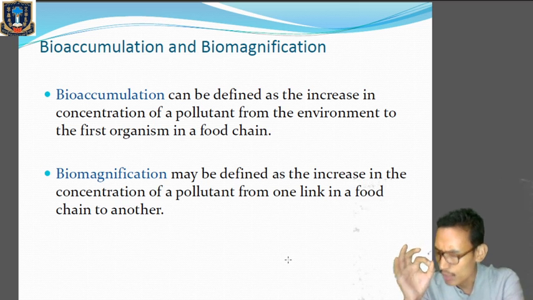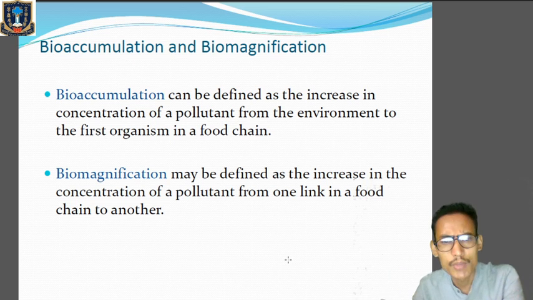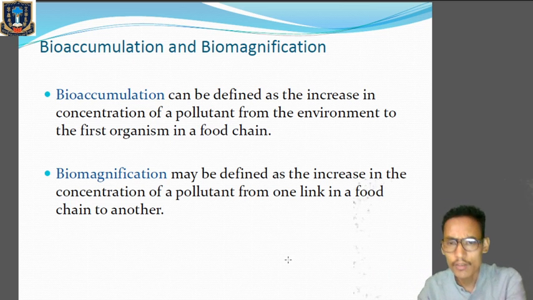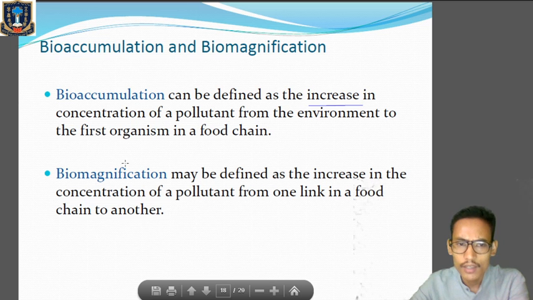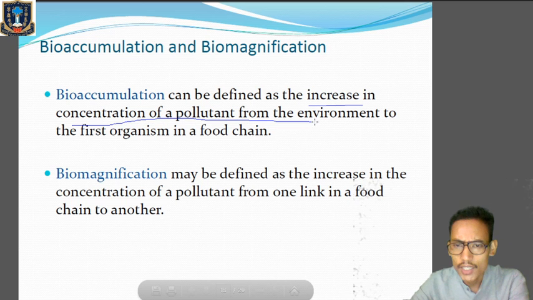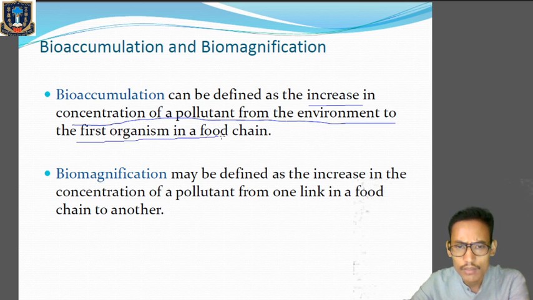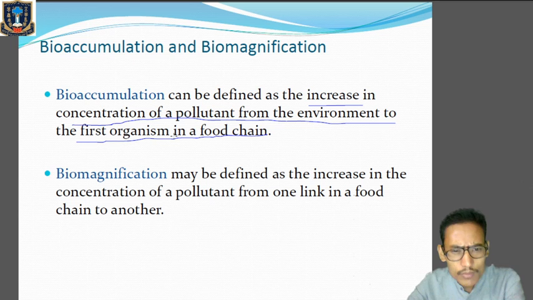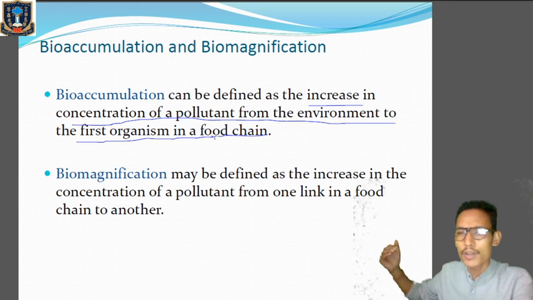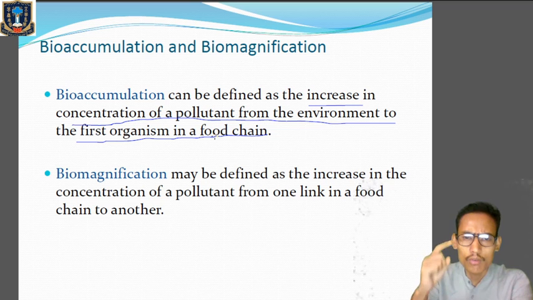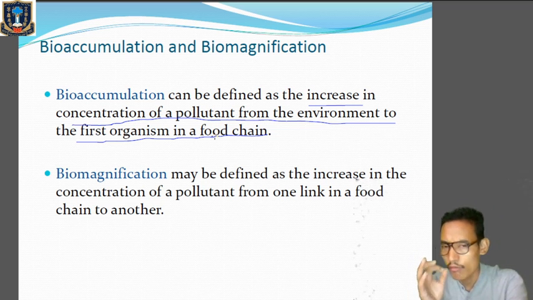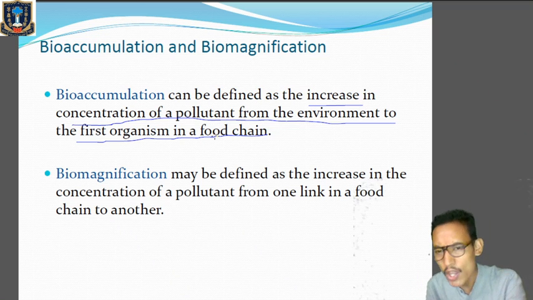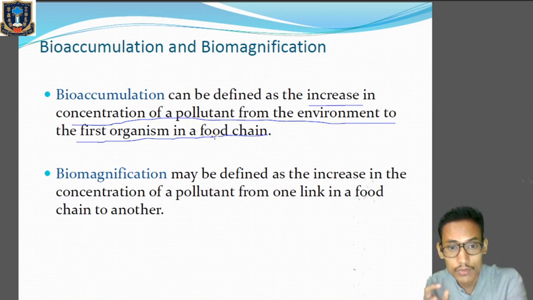Kindly remember very carefully, because there is a significant difference between these two. Bioaccumulation can be defined as the increase in concentration of a pollutant from the environment to the first organism in a food chain. Over here, kindly remember the sentence: the first organism in a food chain. Here we are not talking about the trophic level, right? We are talking about the first organism in the food chain. Just think of a fish. Clear? So in bioaccumulation, there will be an increase in the concentration of pollutants in the first organism in a food chain.